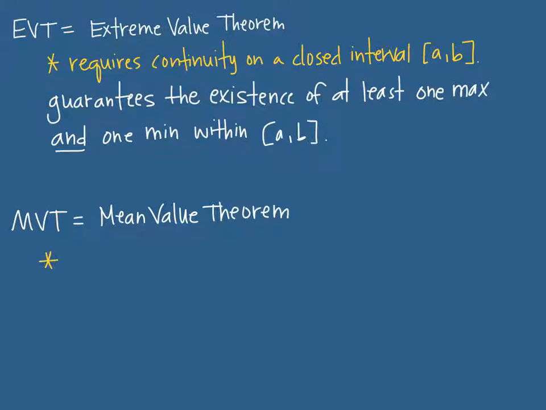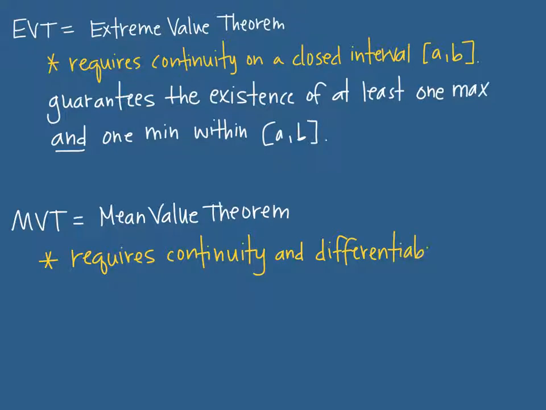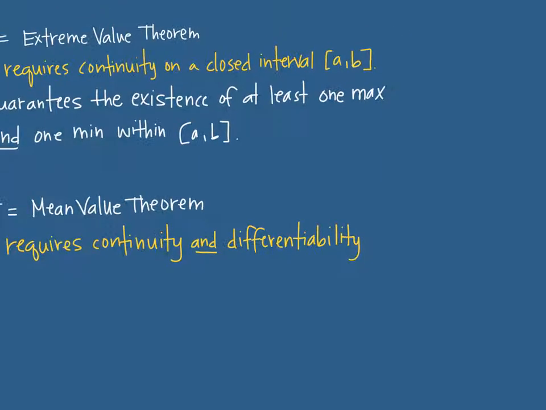Not only does the mean value theorem require continuity, like the others, but because we're going to be talking about average, we're going to be talking about slope. And if we're talking about slope, we're talking about differentiability. So not only does it require continuity, but it also requires differentiability. Both things are required within the closed interval, a to b.